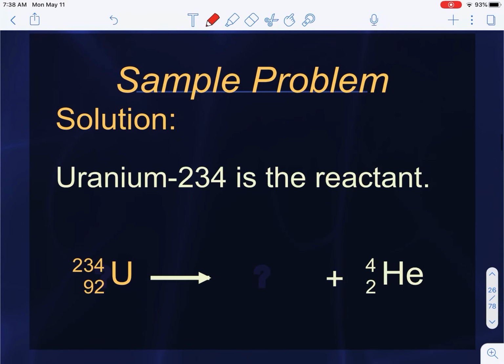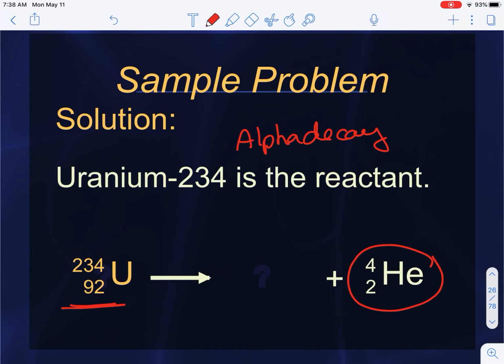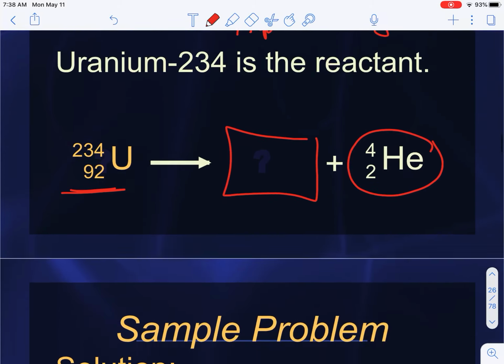Alrighty, so if you're given that uranium-234 is the reactant and that it is alpha decay, because I started the equation for you, this is what you're given, you know what you give off. So it's kind of like a math problem. You're going to subtract 2 neutrons and 2 protons.